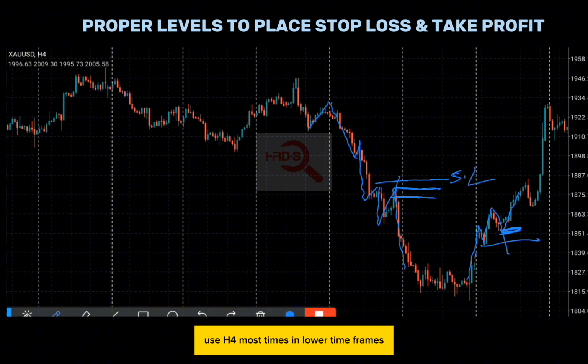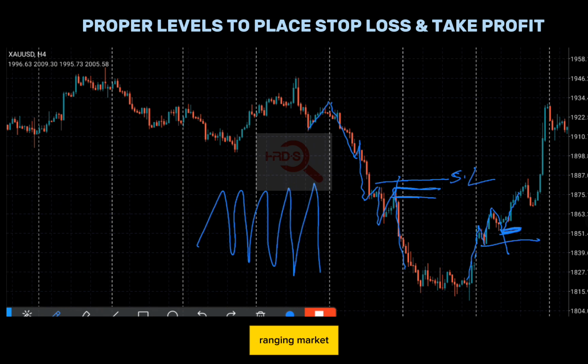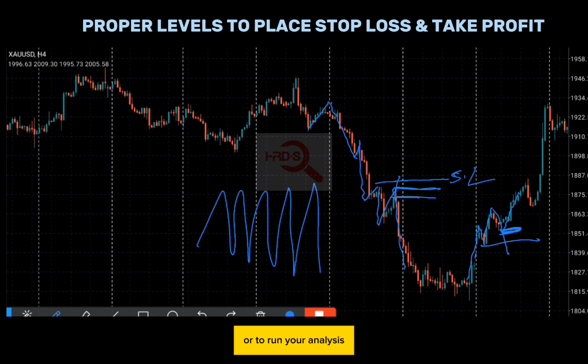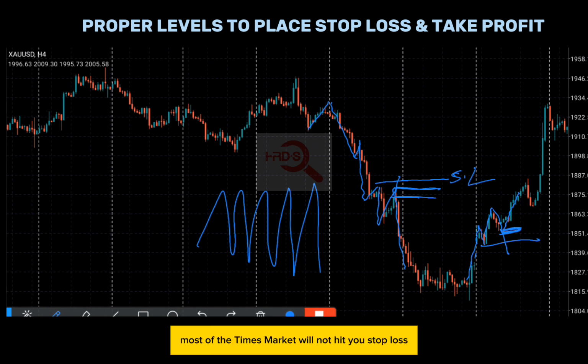Okay, use 4 hours. Most times, when you place stop losses using lower time frames, because they capture price fluctuations and ranging markets, the market tends to hit your stop losses unnecessarily and still go in the direction that you predicted earlier. But when you use a slightly higher time frame, like 4 hours, to set your stop loss or to run your analysis, you will see that most of the time the market will not hit your stop loss, except when that setup is invalid, except when we want to change to the opposite direction.